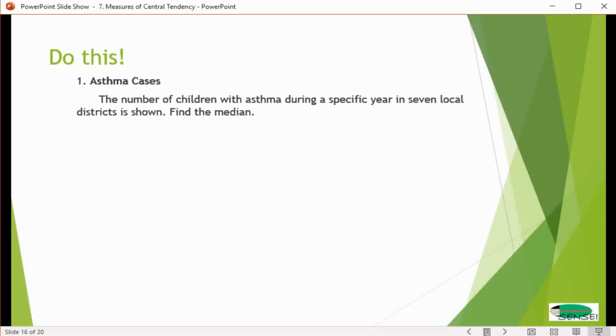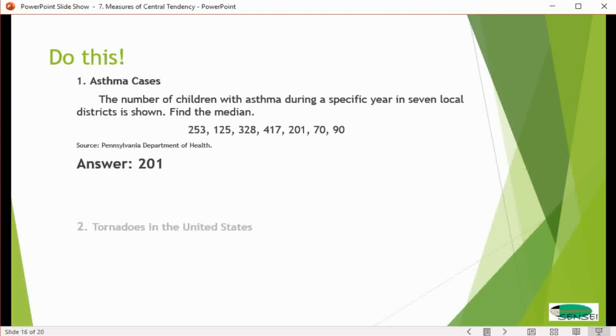How about this? If these are your data set, what is the median? Possibly it would be 201. So you have to arrange again the numbers before you identify your middlemost value. If you don't arrange them, you will not identify the middlemost values as well.